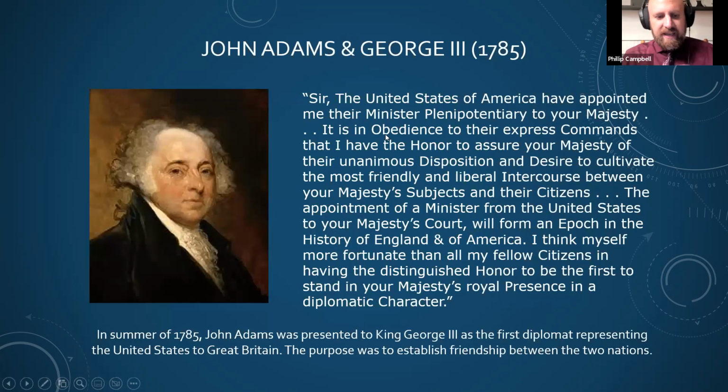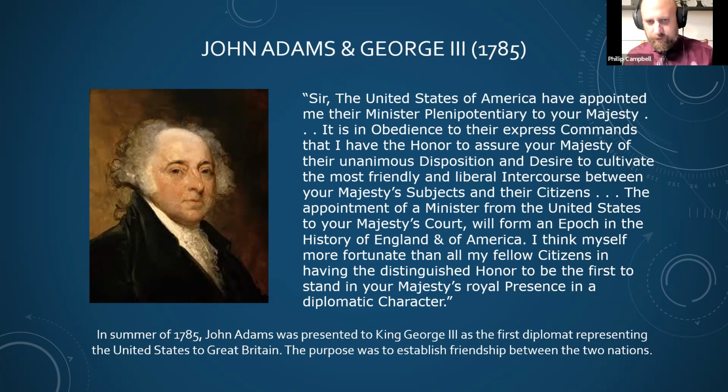In summer of 1785, John Adams, our future president, was presented to George III as the first diplomat representing the United States to Great Britain, our first ambassador to Great Britain. And the purpose of John Adams' meeting with George was to establish friendship between the two nations. And John Adams wrote a very detailed account of this meeting with George III.